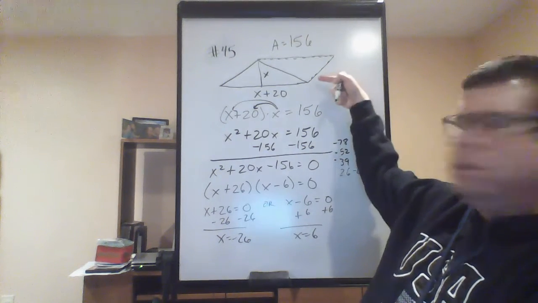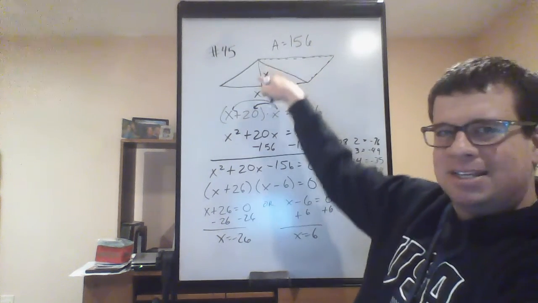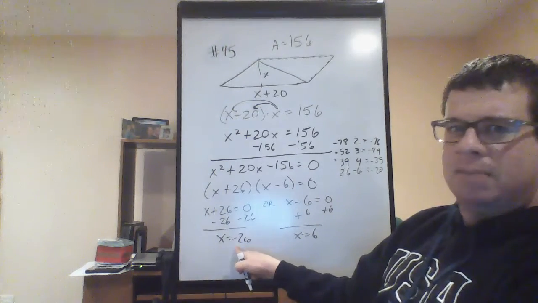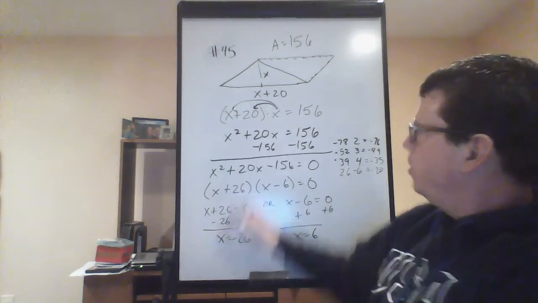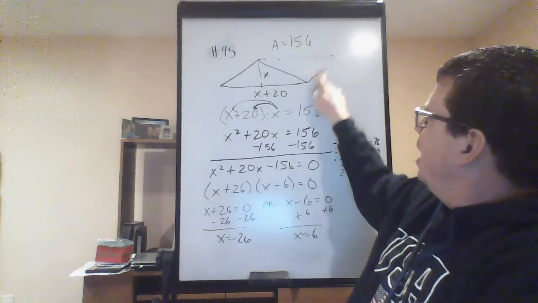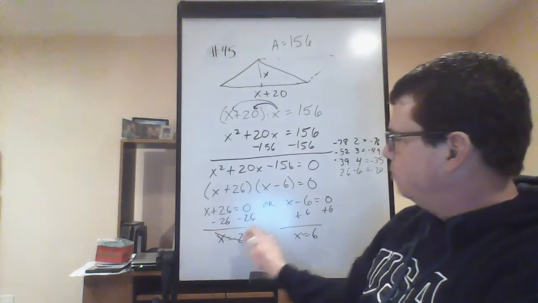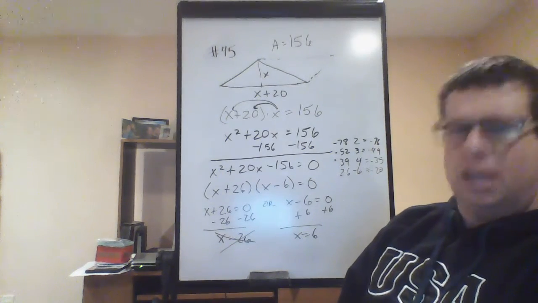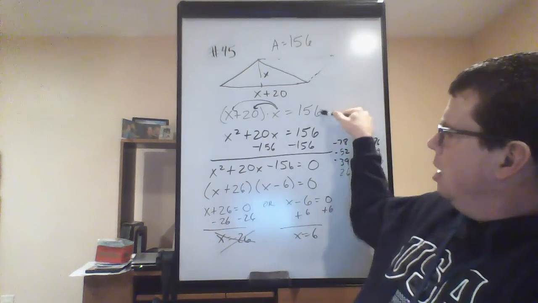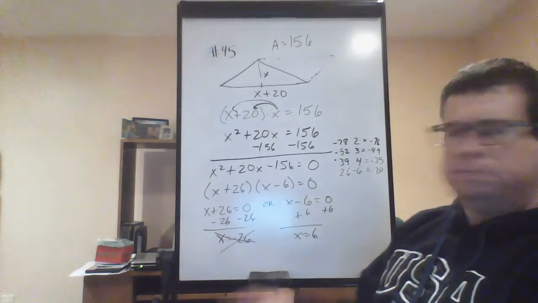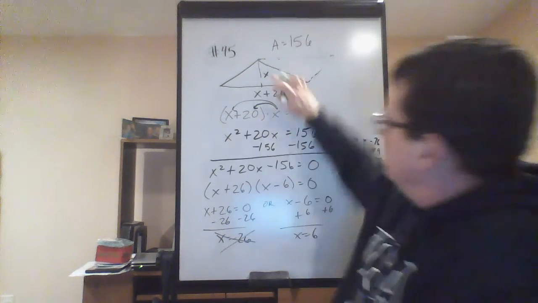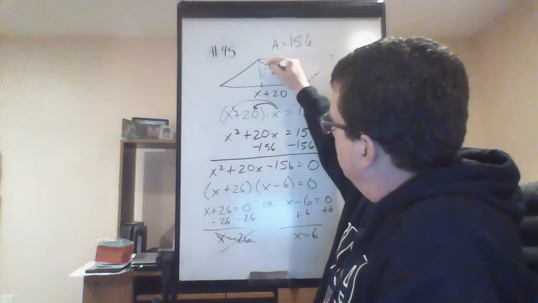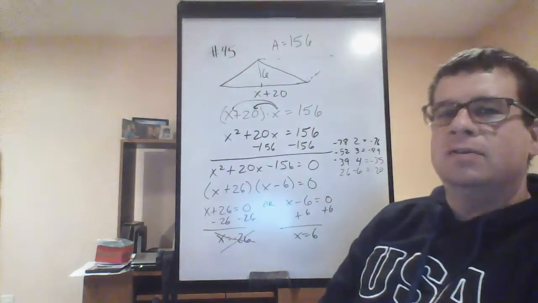But when we look back at our original problem, if x is a distance, if x is a height, it can't be negative. We go back to our triangle here. I can't have a triangle with a height of negative 26. So even though we didn't do anything wrong, it's a solution to the equation, but it's not an answer to the question. So now we know that x has to be 6. So this triangle has a height of 6.